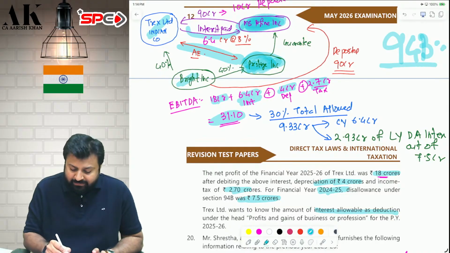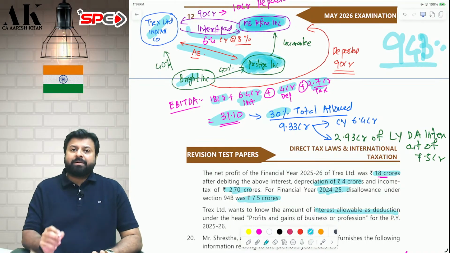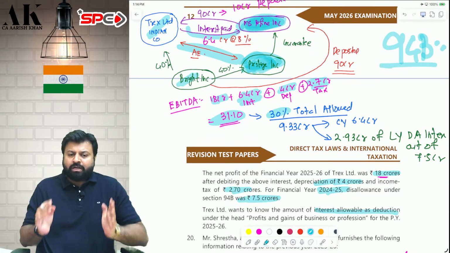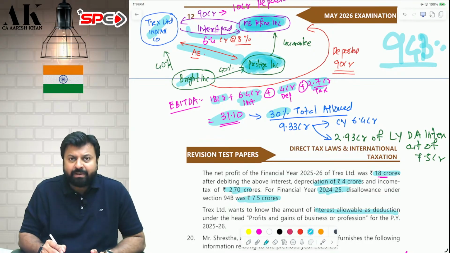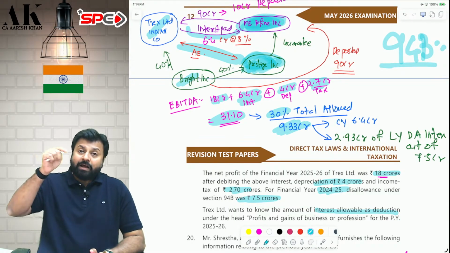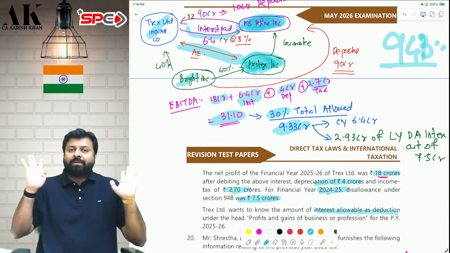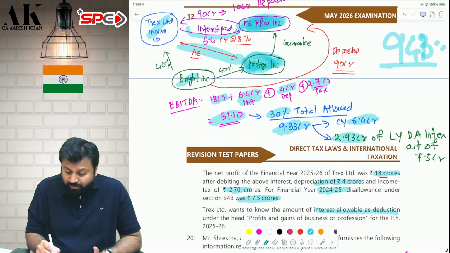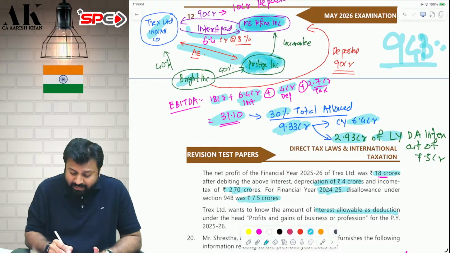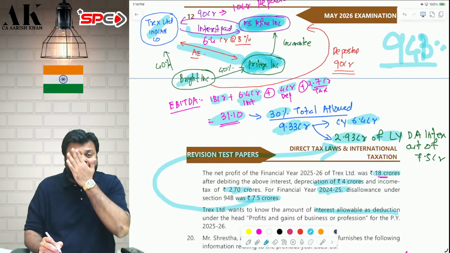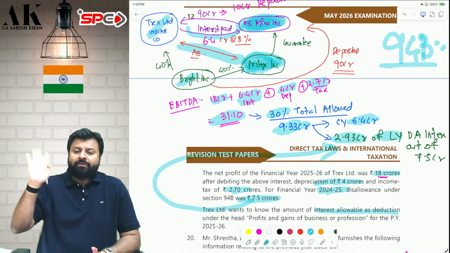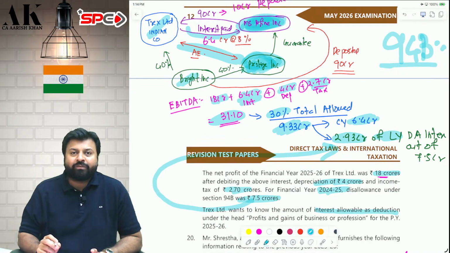Up to 30% will be allowed in the current year. What is 30% of EBITDA? In excess of 30% is disallowed as per 94B. It means up to 30% is allowed. Therefore, 9.33 crore will be allowed in the current year. Now, 9.33 crore interest you can claim in the current year, out of which 6.4 crore is current year interest. Therefore, the remaining 2.93 crore you can claim for last year. So, out of 7.5 crore, you can claim 2.93 crore in the current year, and the balance out of 7.5 crore you can carry forward for the next years. I hope it is clear to all of you.